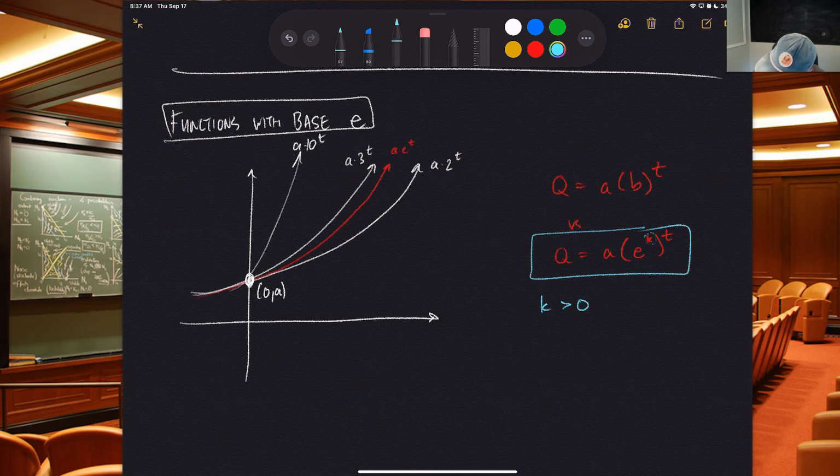We'll say k equals 0 implies growth. K less than 0 implies decay. And let's look at a graph and see how this works. So if you want to pull out Desmos or your TI-84, you can kind of play along.